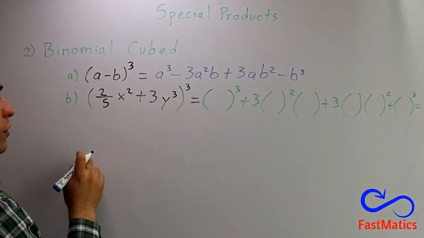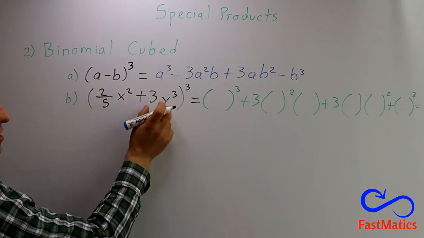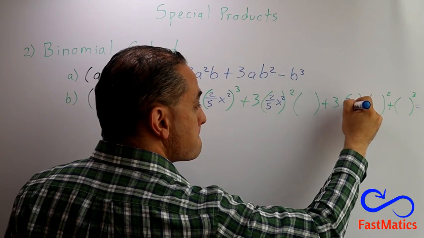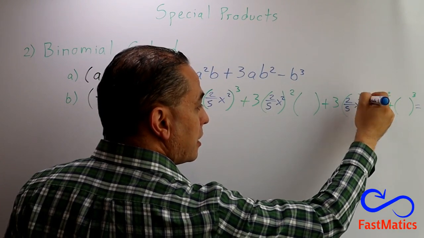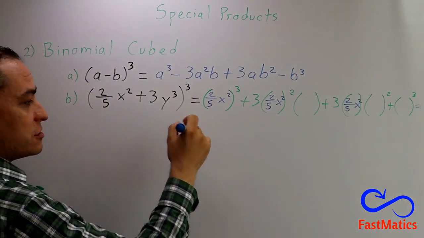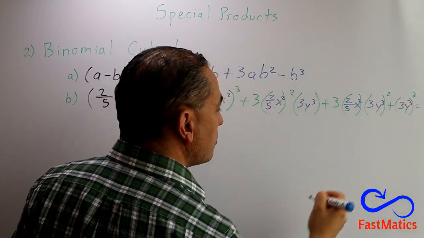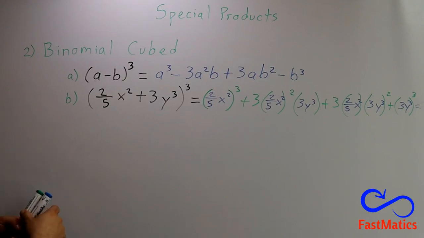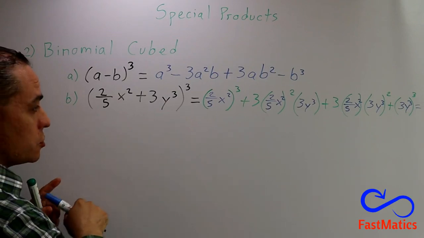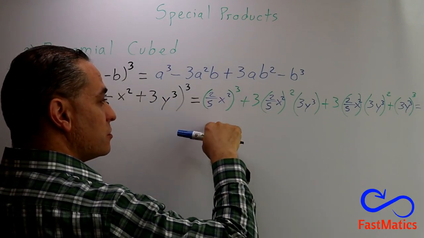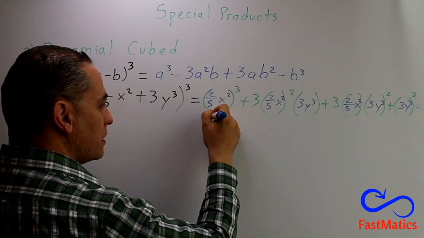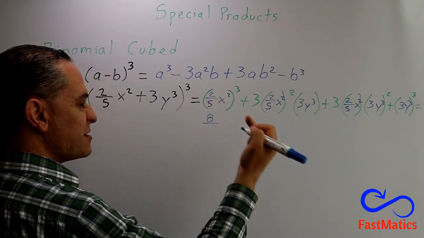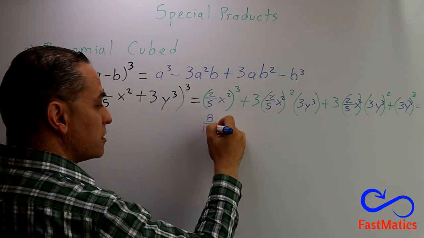And now you are going to only copy the first and the second term. The first term here, first term here, and finally the second term. Now we calculate those operations and that's it. 2 over 5 to the power of 3 is 2 times 2 times 2 is 8 over 5 times 5 times 5, 125.